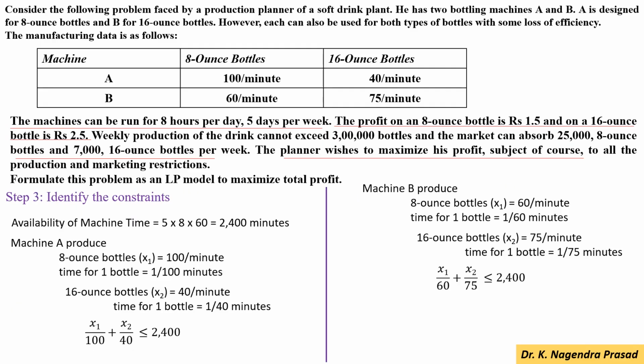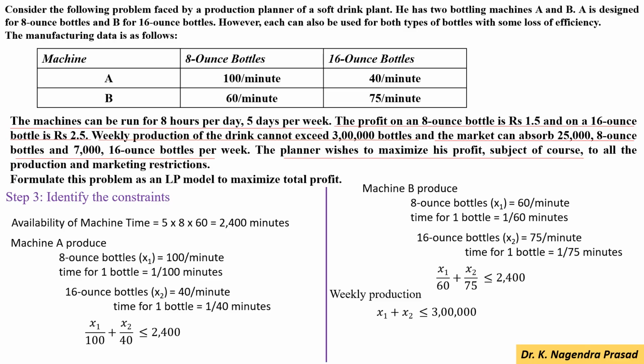Similarly, from the machine B point of view, the constraint is x1 by 60 plus x2 by 75 less than or equal to 2400. Next, observe the data, that is, weekly production of the drink cannot exceed 3 lakh bottles. So 3 lakh bottles of the 8-ounce as well as the 16-ounce bottles. So from the weekly production point of view, the constraint is 8-ounce bottles plus 16-ounce bottles should not exceed 3 lakh bottles. So x1 plus x2 less than or equal to 3 lakh.